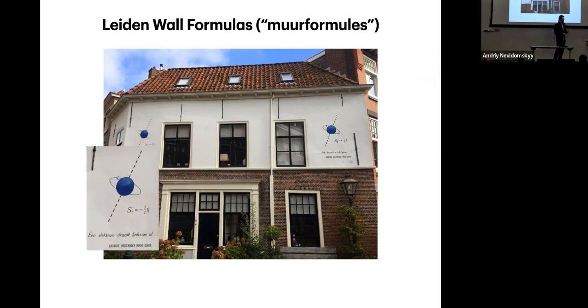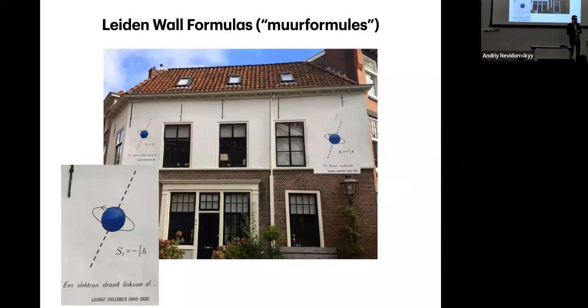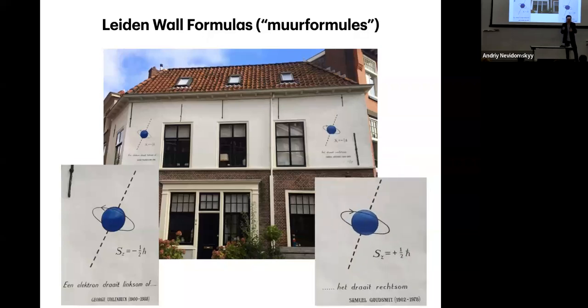And this particular one, which I took a picture of, if you look on the left, it has the electron spinning in a quasi-classical fashion in one direction, on the right the other, and the names of Uhlenbeck and Goudsmit. So I thought that was kind of cool.